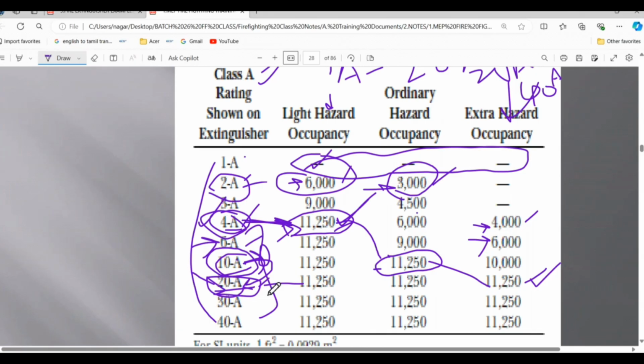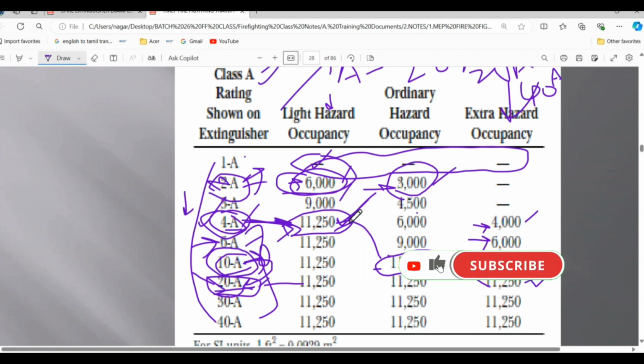Normally we will go with the lowest one. For example, for light hazard I will select the lowest one, 2A, 6,000 square feet. Then I will see the number of extinguishers. If I feel it's a very high number of extinguishers, then instead of 2A, I will go to 3A, with 9,000, so I will reduce the number of extinguishers. Like this, based on the site condition, we can adjust the rating and the protection area. Slightly we can modify.